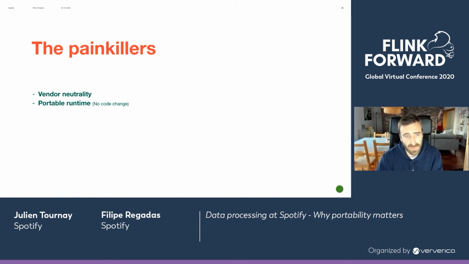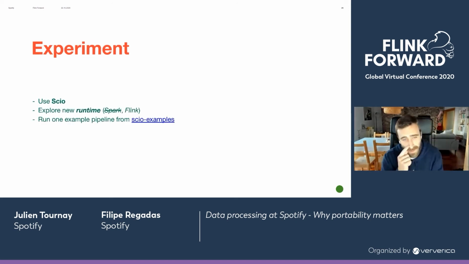Since some time has passed since our journey, like we finished in 2018, we're in 2020, we decided to run an experiment to see where we are right now. And we decided to take our data processing framework, Scio, and explore a new runtime. Spark was used in the past, but now we want to explore Flink. And why Flink? Because it has very interesting features. The upcoming roadmap looks very interesting with really good and promising features, and it has a very vibrant community.